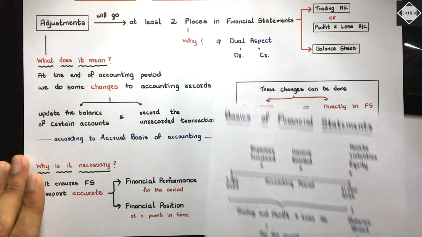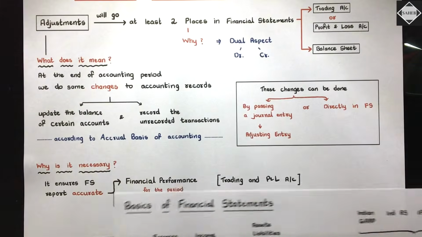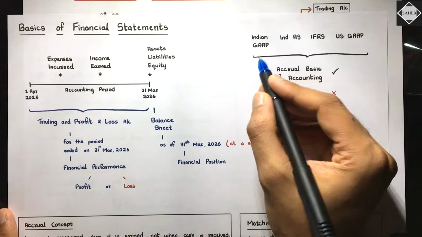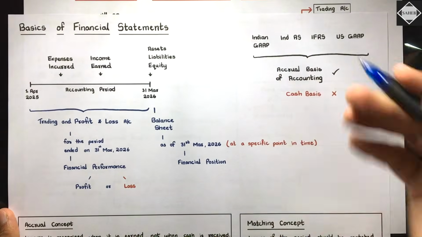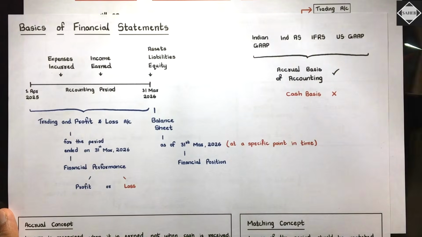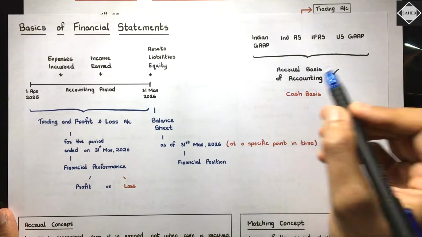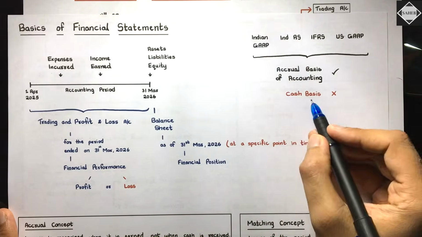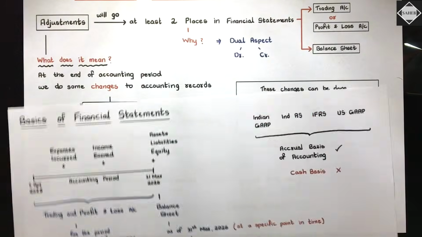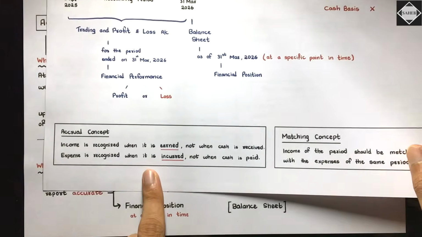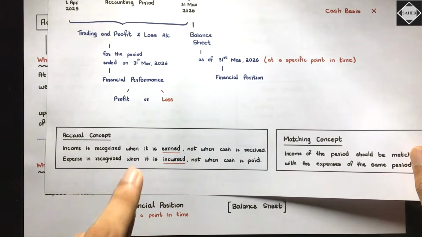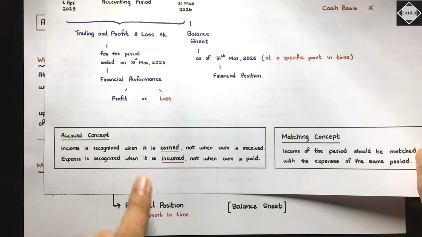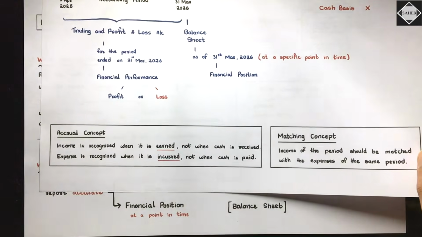And I just spoke about the accrual basis of accounting. We must follow the accrual basis of accounting, right? If you are seeing any accounting standard, whether it's Indian GAAP, Ind AS, IFRS, US GAAP, or any other accounting standards, they always say you got to follow the accrual basis of accounting, which is more accurate. Fine. Cash basis is not followed. What is the accrual basis of accounting? See, I have written over here. Income is recognized when it is earned, not when cash is received. Expense is recognized when it is incurred, not when cash is paid.